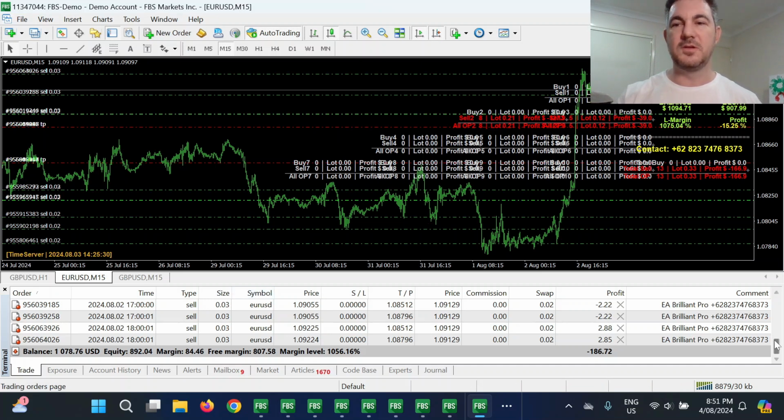It does use a kind of grid martingale, but it doesn't open orders in a grid fashion. You'll see that if you do trade Brilliant Pro, it will sometimes not open one of these higher orders here until it decides to. So it won't do it in a typical grid, see how there's this big gap here. A typical grid will not have this big gap here. It will just open an order every grid section. And that's what I really like about Brilliant Pro.